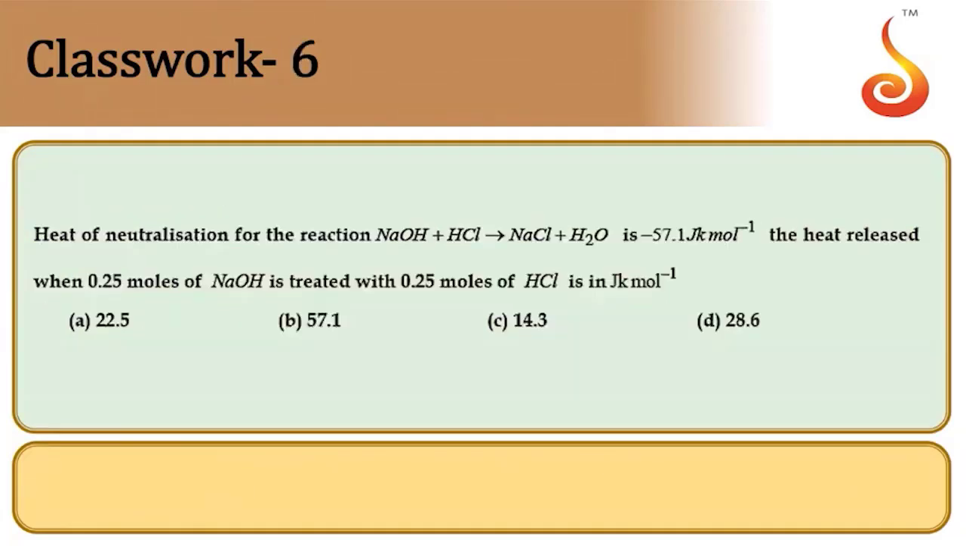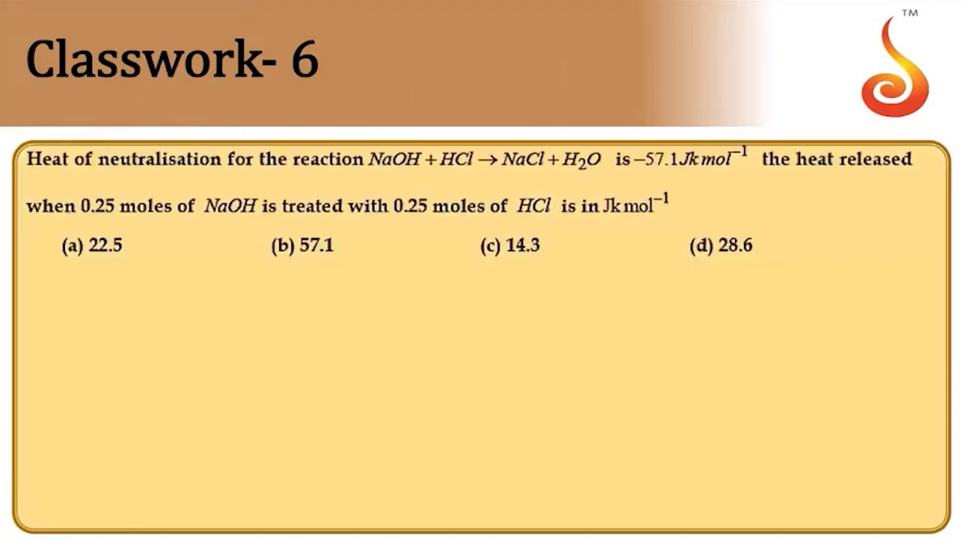Then, the heat of neutralization of the reaction NaOH with HCl is given as minus 57.1, it should be kilojoule per mole. The heat released when 0.25 moles of NaOH is treated with 0.25 moles of HCl. We define heat of neutralization always per 1 gram equivalent of the substance.